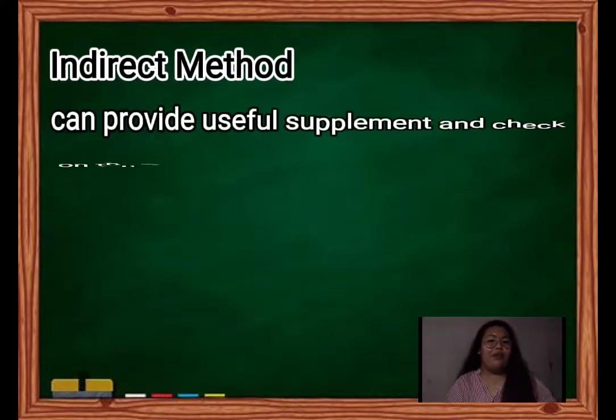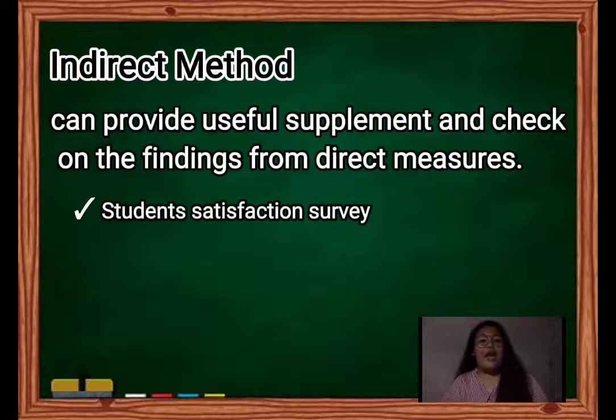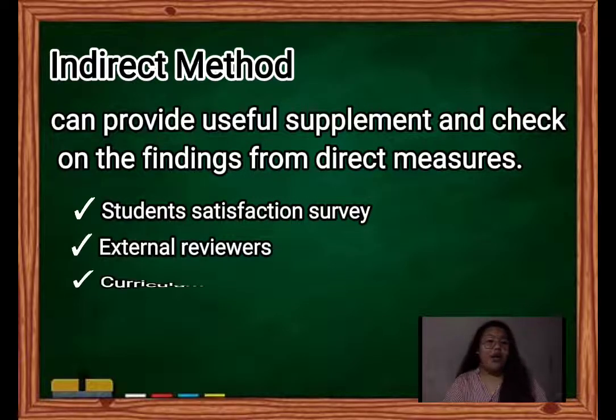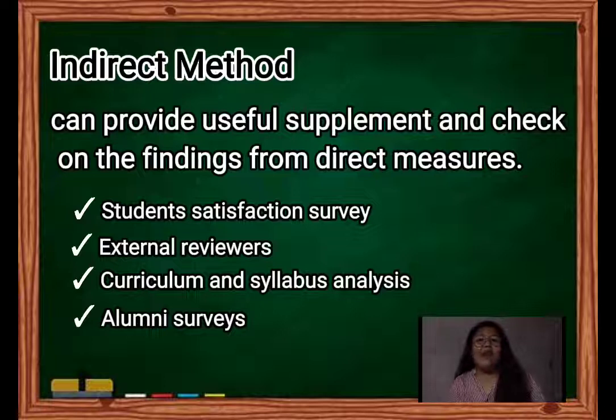The second one is the indirect method. The indirect method can provide useful supplements and checks on the findings from direct measures. Examples are student satisfaction surveys, external reviewers, curriculum and syllabus analysis, and alumni surveys. Indirect measures can give us information quickly but may not provide direct evidence of student learning.